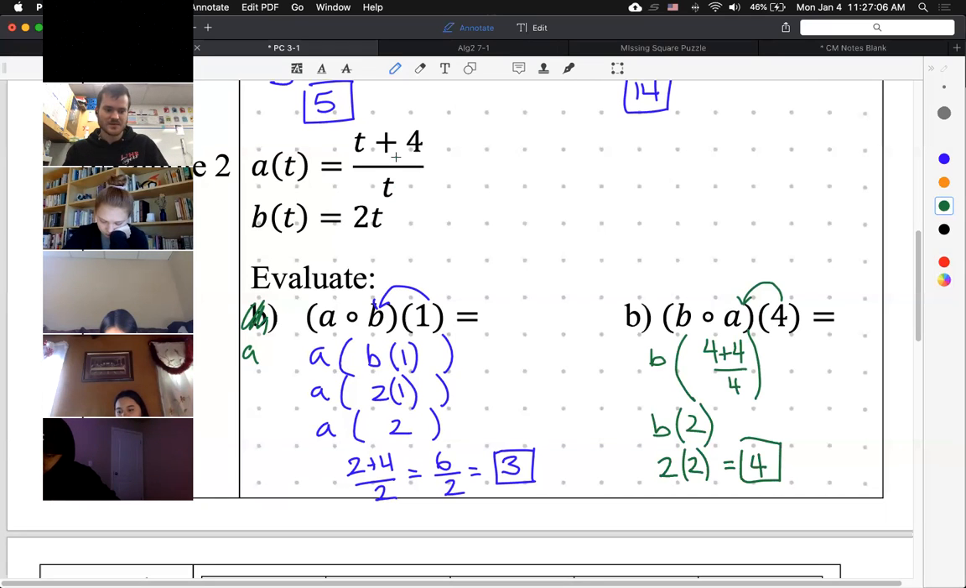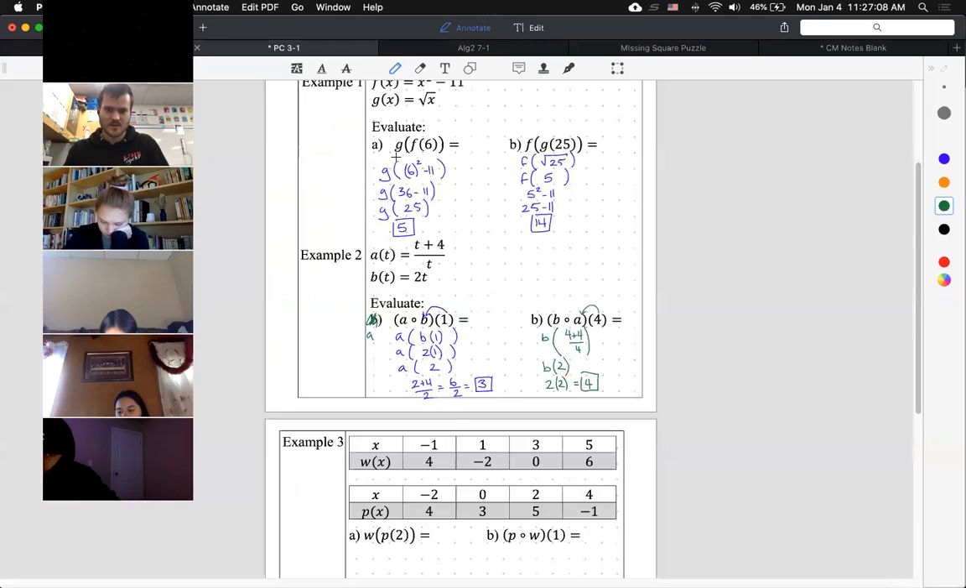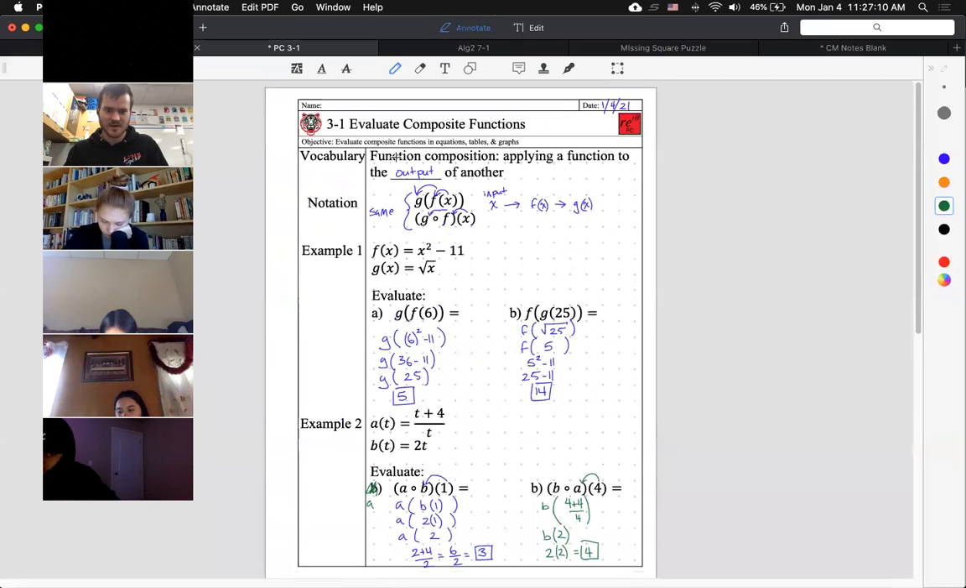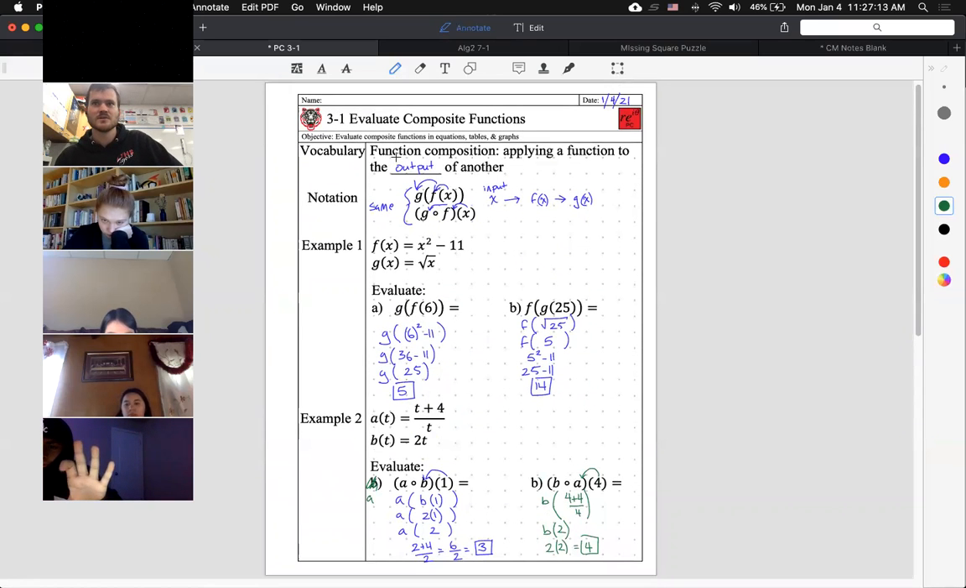All right, so on this first page, can you guys give me a fist of 5 on examples 1 and 2? How well are you following? Getting 4s, 5s, 3.5s, 5s. Oh, chat just popped up.